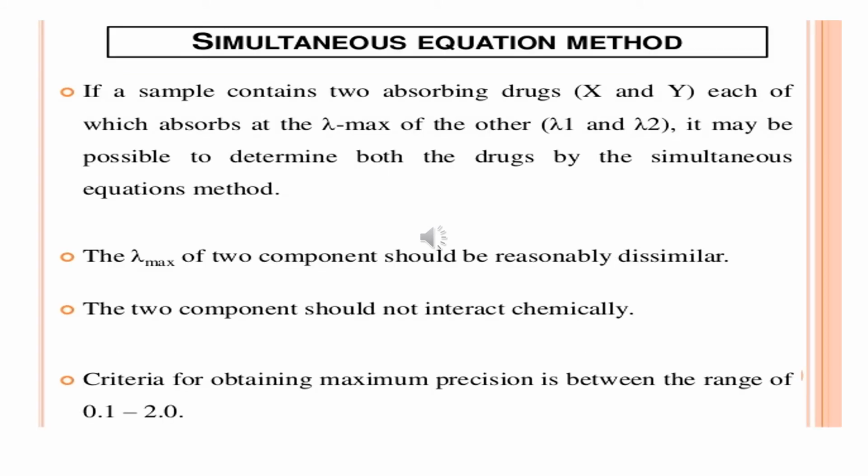Next method is simultaneous equation method. If a sample contains two absorbing drugs X and Y, each of which absorbs at the lambda max of the other, lambda 1 and lambda 2, it may be possible to determine both drugs by the simultaneous equation method. The lambda max of the two components should be reasonably dissimilar. The two components should not interact chemically. For maximum precision, the absorbance should be in the range of 0.1 to 2.